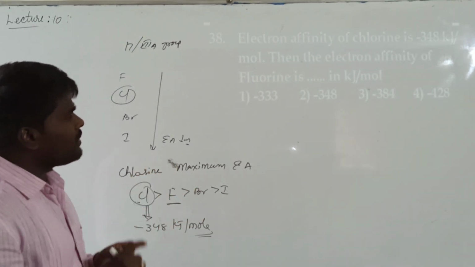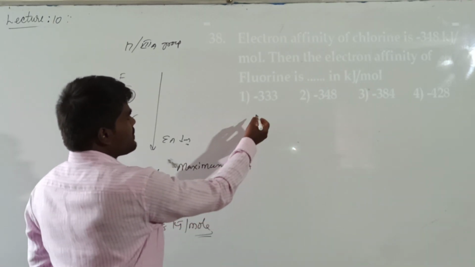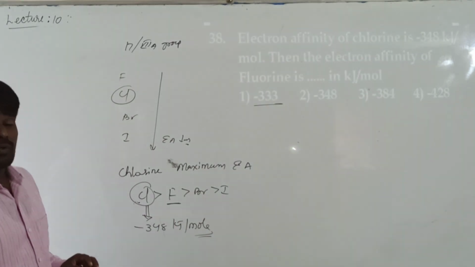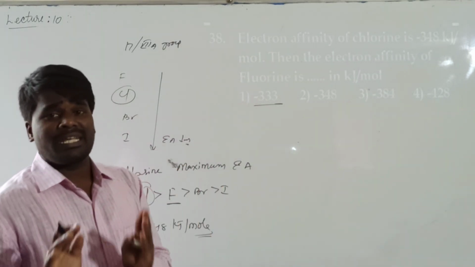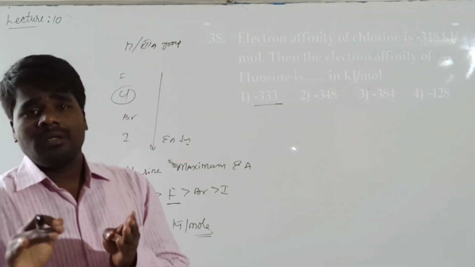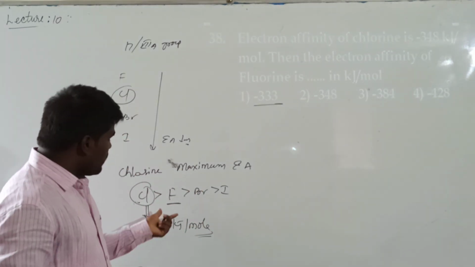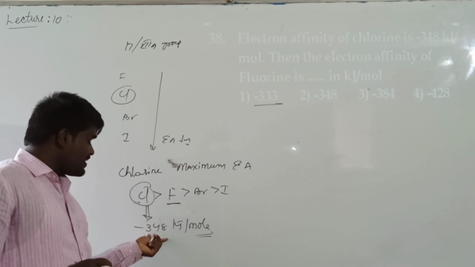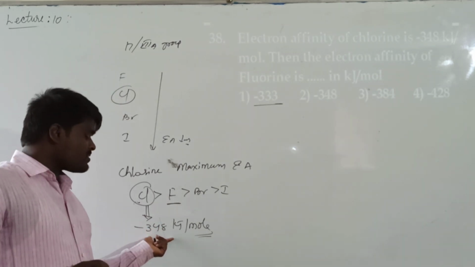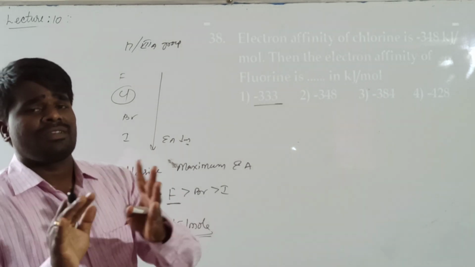Let us see what other options we have here. This is minus 333, which is less than 348. Don't consider the negative sign; it just tells us whether energy is released or absorbed. Here we should take the higher negative. The value for fluorine should be less than minus 348. Without considering the sign, consider 348 only. Don't consider the minus side. It only indicates that energy is given out.